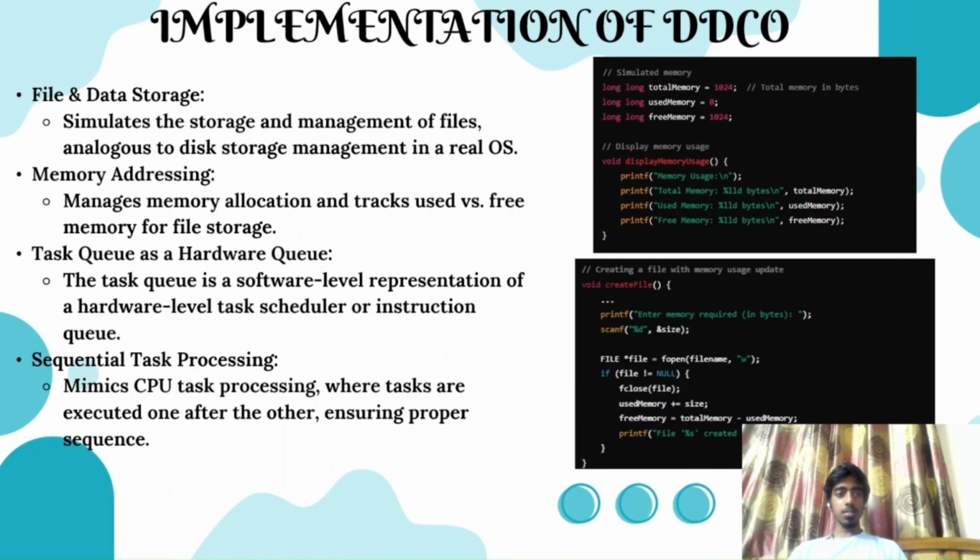The file and data storage simulates the storage and management of files, analogous to disk storage management in a real OS. Memory addressing manages the memory allocation and tracks used versus free memory for file storage. Task queue as a hardware queue. The task queue is a software level representation of the hardware level task scheduler for the instruction queue. Sequential task processing mimics the CPU task processing where tasks are executed one after the other, ensuring a proper sequence.